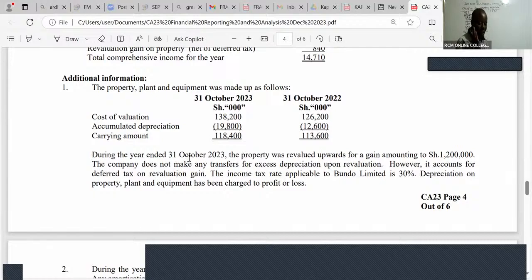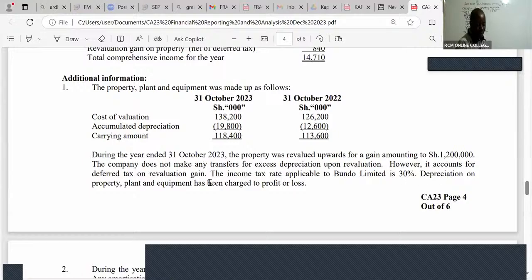I'm told during the year ended 31st October 2023, the property was revalued upwards for a gain amounting to 1,200. I'm cutting 3 zeros because you can see they're cutting 3 zeros as well. The company does not make any transfers for excess depreciation upon revaluation. However, it accounts for deferred tax on revaluation gain. The income tax applicable to Bundo Limited is 30%.